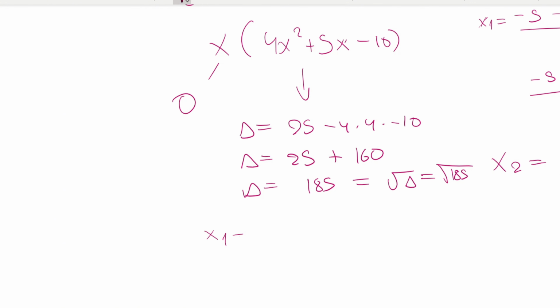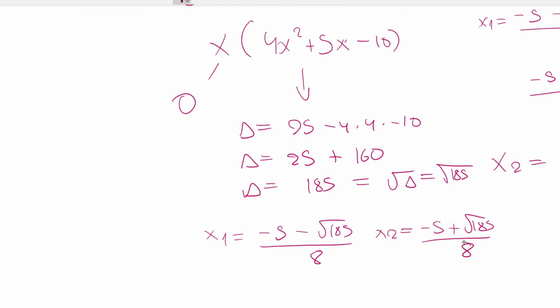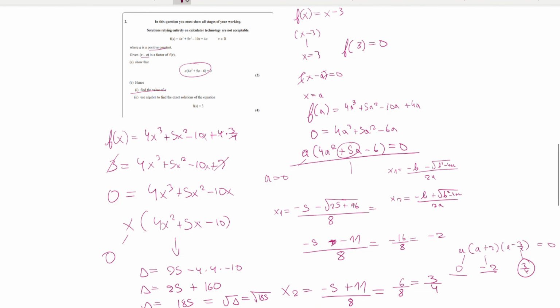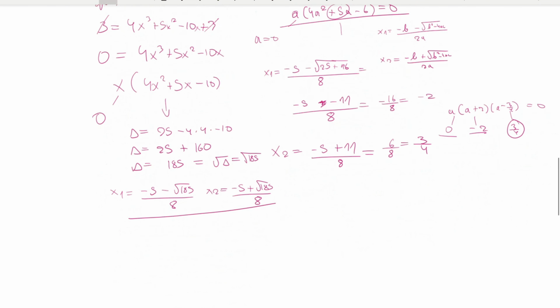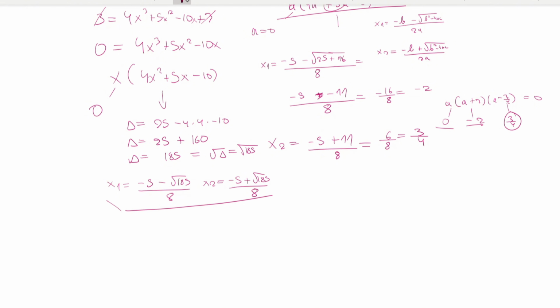So if we do that, we will get minus 5 minus the square root of 185 over 8, and x2 would be minus 5 plus the square root of 185 over 8, and that's your answer. We found the exact solutions of that, which are these. And I think your question should be done now.